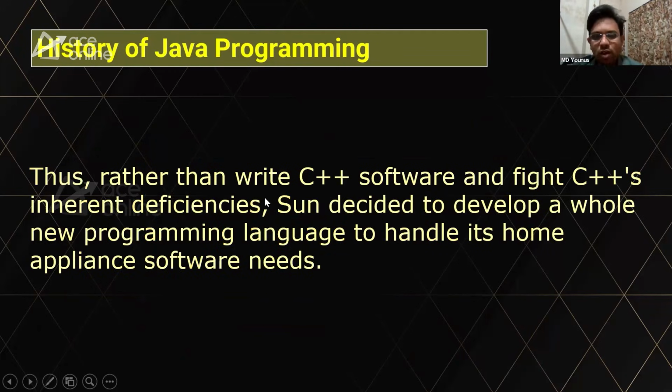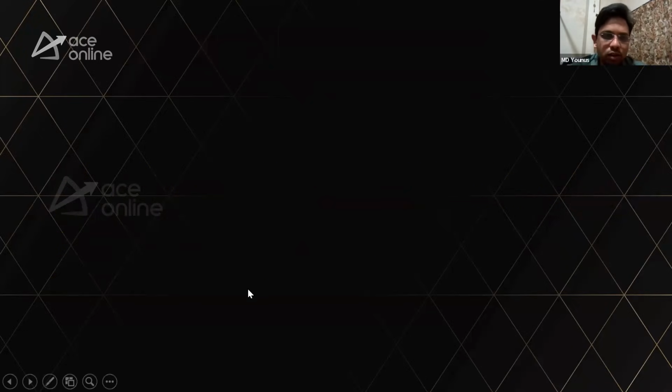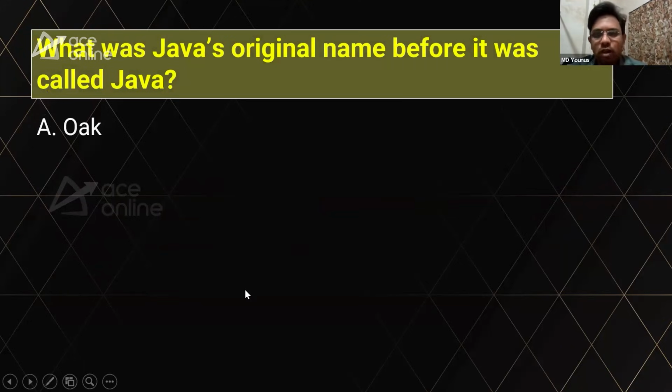So rather than writing the C++ software and fighting C++'s inherent deficiencies, Sun decided to develop a whole new programming language to handle its home appliance software needs. Okay, so for that they developed a language.